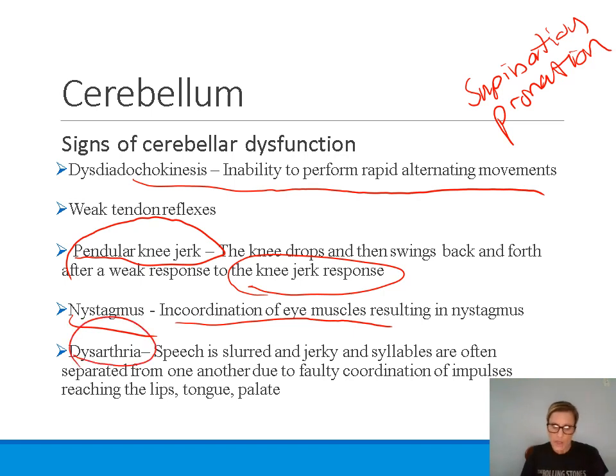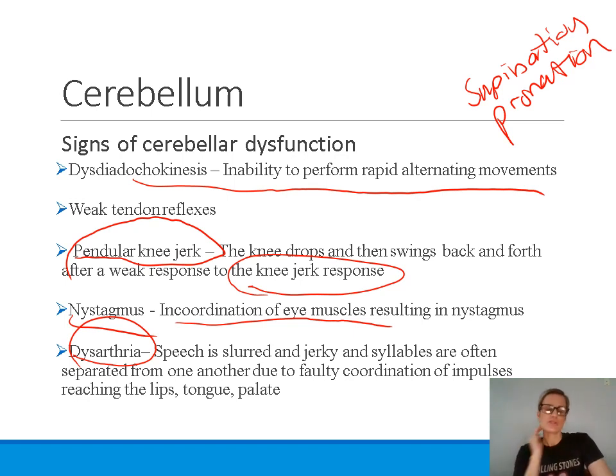Dysarthria can occur. Dysarthria is speech that is slurred. So dysarthria is like dysfunctional speech, but the speech is slurred and jerky. Syllables are often separated from one another instead of flowing together like one word. And this is because of faulty coordination of the impulses that are going to the lips, the tongue, the palate, right? All of these things that are involved in articulation. So, dysfunction of articulation because of the cerebellar dysfunction.